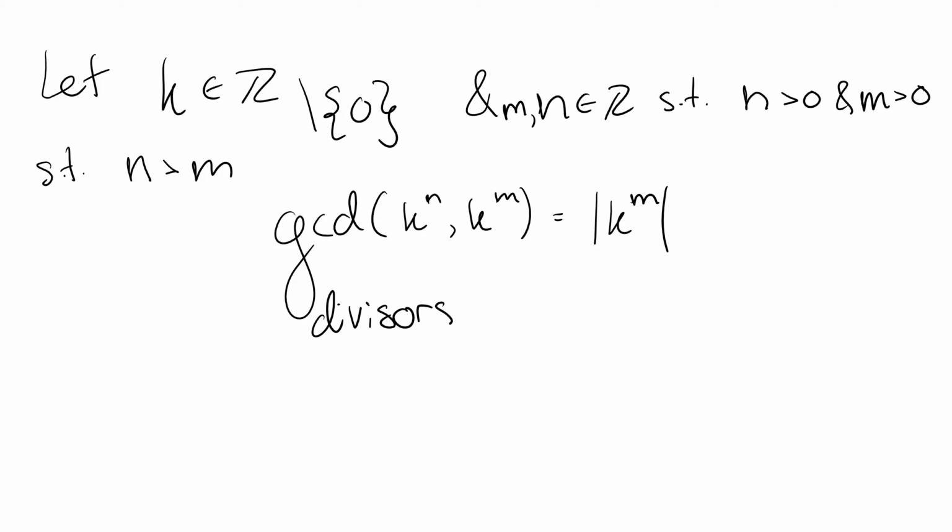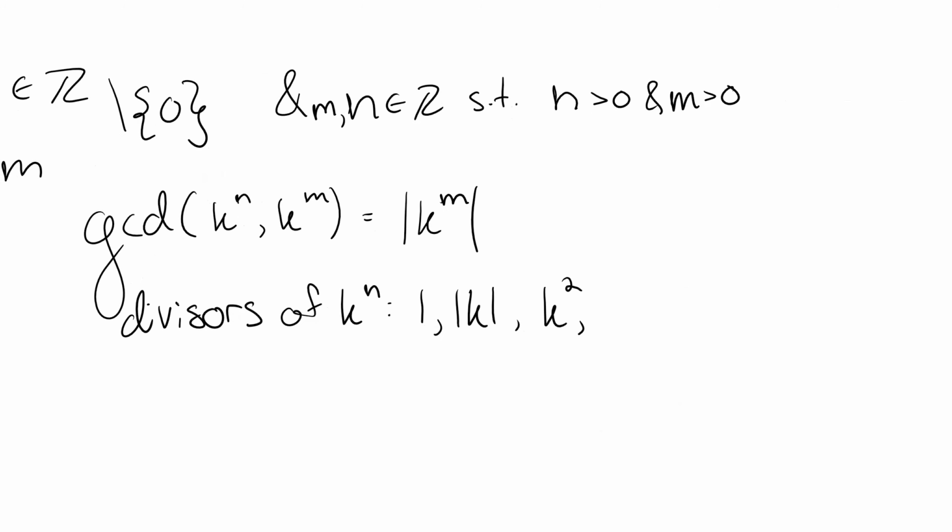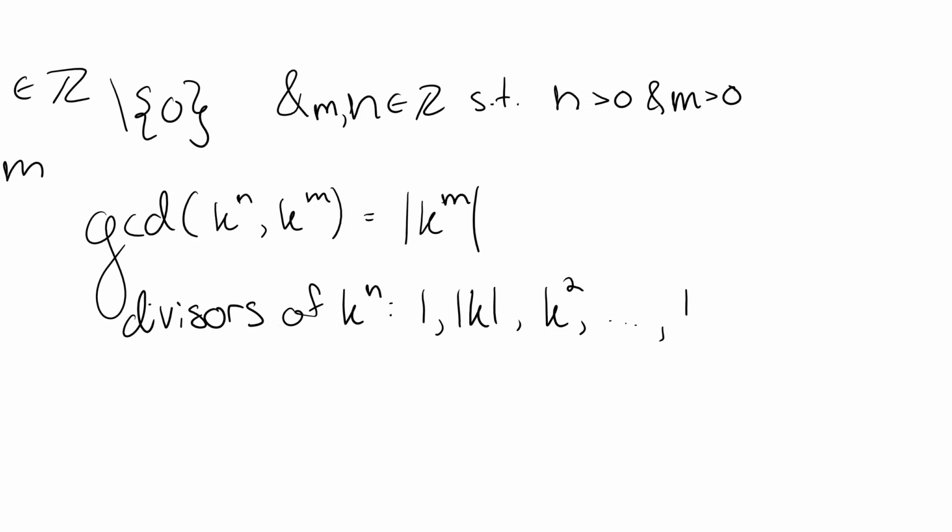Sorry, I'm not explaining this very well. Divisors of K to the N. So we have 1. We have absolute value of K. We have K squared. So notice I didn't do absolute value because it doesn't matter. So N is bigger, right? Yep. Okay, so then absolute value of K to the M is somewhere in here. And then we keep going, and then we have absolute value of K to the N.